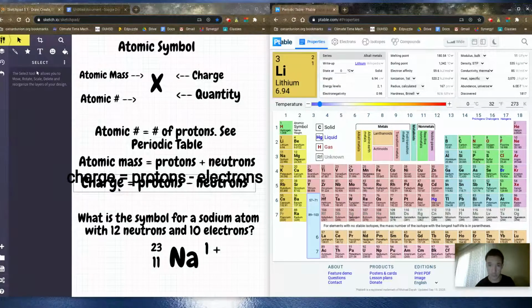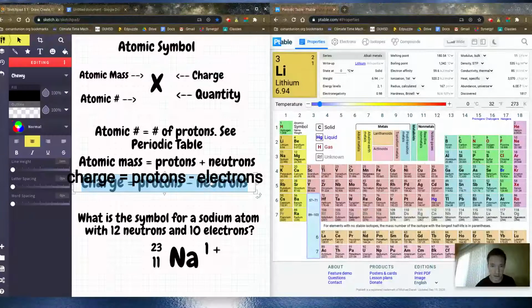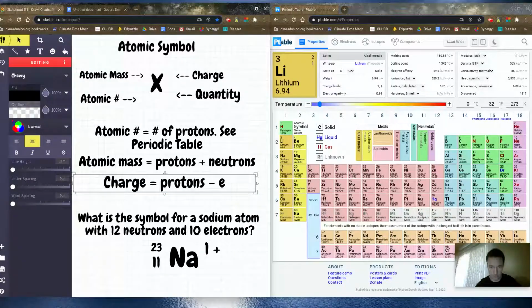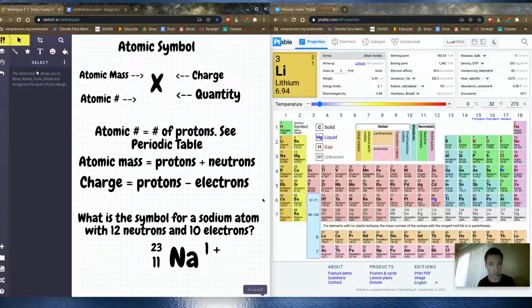How do we find the charge? To find the charge, you take the protons and you subtract the number of electrons. Why? Because protons have a +1 charge each, and electrons have a -1 charge each. So if you want to know the total charge of that atom, you take the protons and subtract the electrons. And if it's a negative number, that's okay.